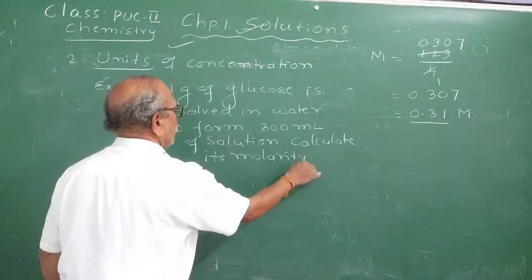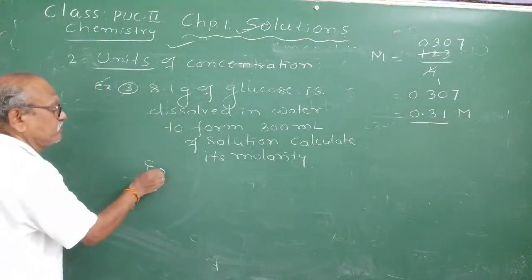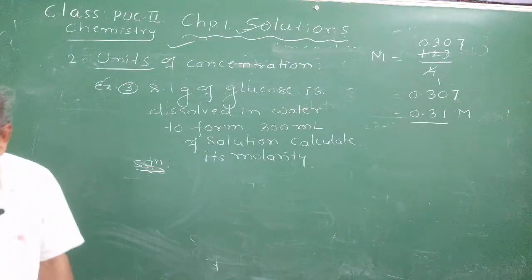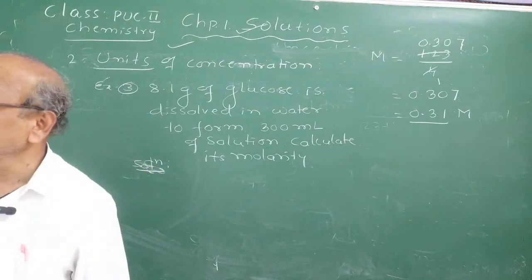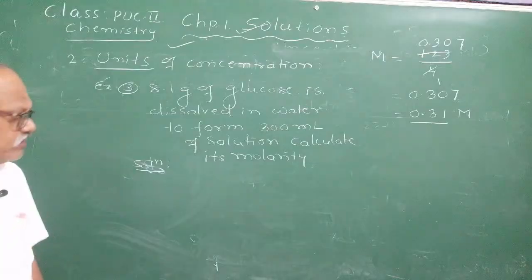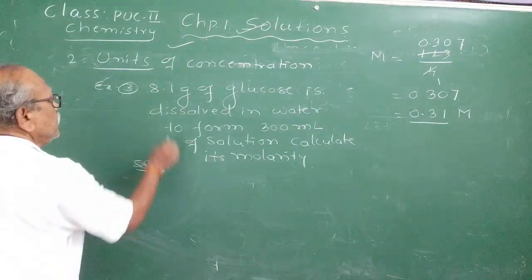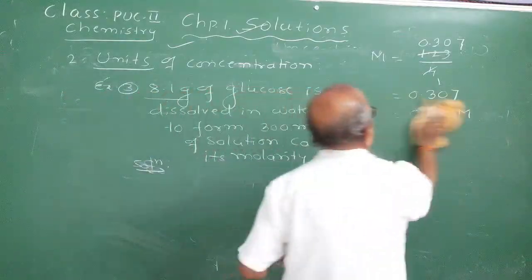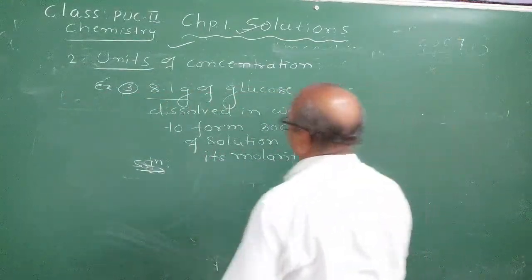First, the unit of measurement. Try this example. Take 1 or 2 minutes and tell me your answer, those who are in the live stream. 8.1 gram of glucose.